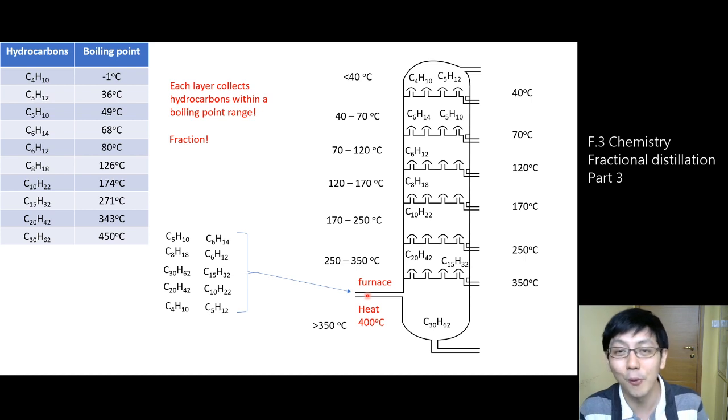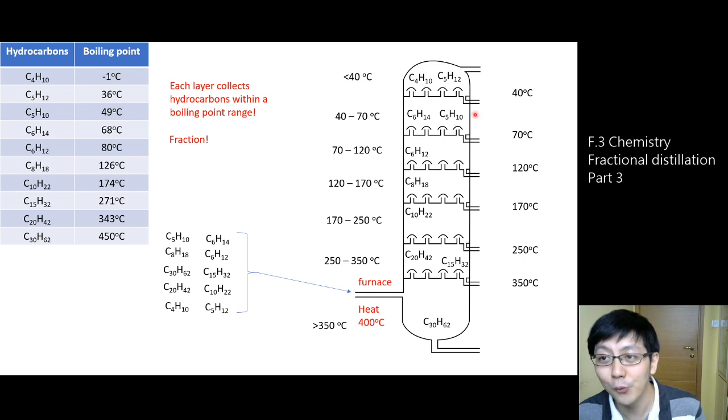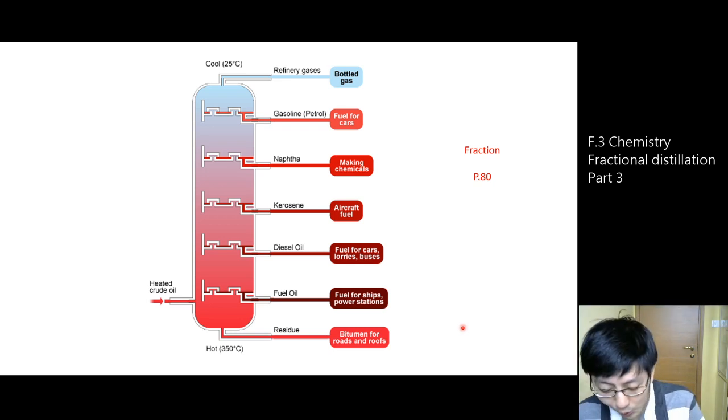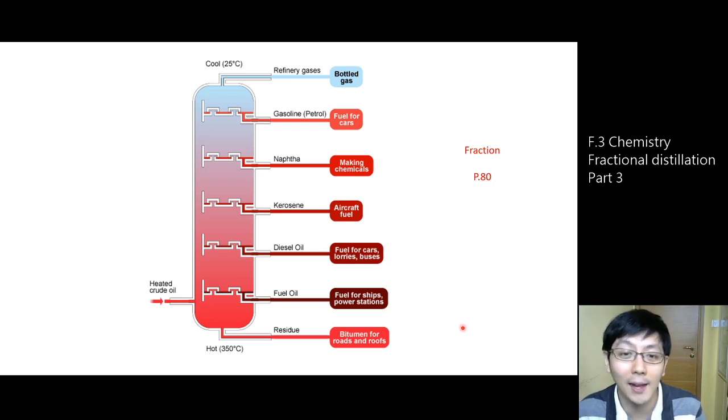This is the method for us to separate the crude oil, to refine crude oil on a large scale. 工業上我哋就咁樣做啦。Actually, for each fraction collected in the fractionating tower, they have a specific name. So, I want you to have a textbook ready at page 80. I will briefly introduce what the identities of these oil fractions are.